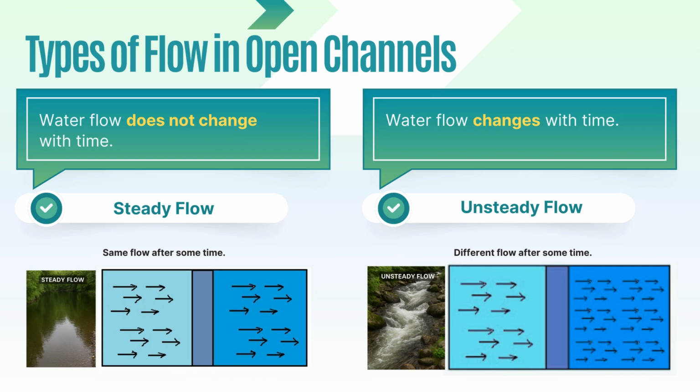In steady flow, the depth and velocity of water remain constant over time. Picture a gently flowing irrigation canal on a sunny day. It delivers water smoothly and predictably to farms, making water management easier and more efficient.